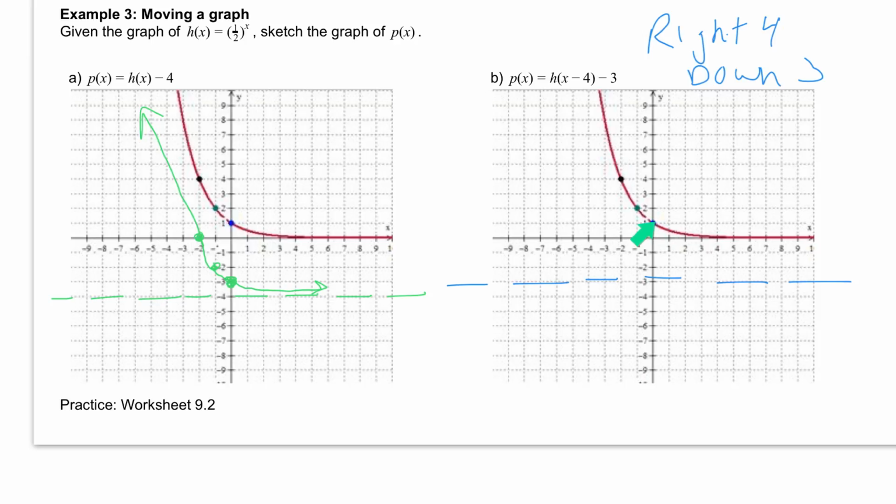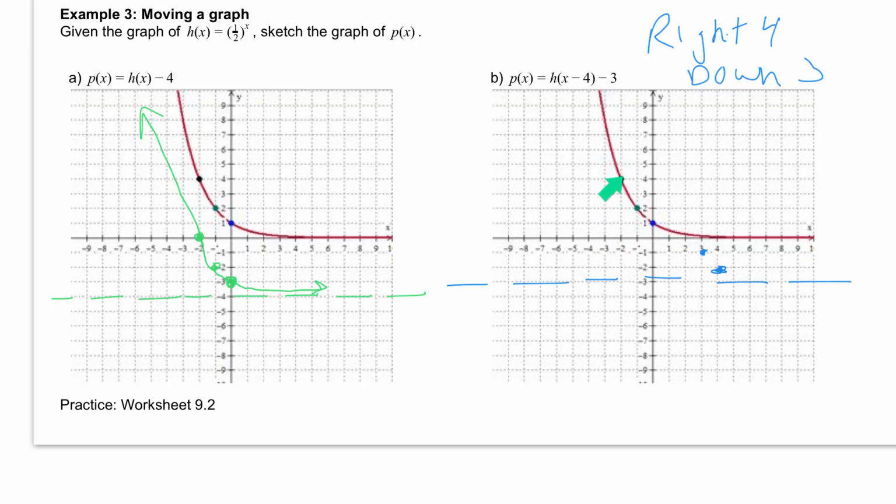So if we have the point 0, 1, we move it down 3, 1, 2, 3, and then to the right 4, 1, 2, 3, 4. We have the point 4, -2. If I do my next point, -1, 2, down 3, 1, 2, 3, and to the right 4, 1, 2, 3, 4, I get the point 3, -1. It doesn't matter whether you go right first or down first.